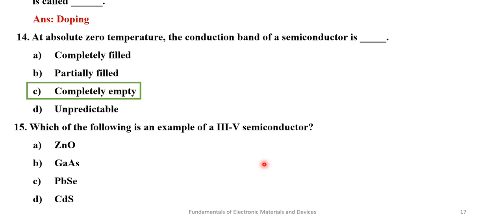Option B, ma'am. Okay, gallium arsenide is the answer. That is, one element, gallium, is from group 3 and arsenic is from group 5. So is that clear? Yes, ma'am.